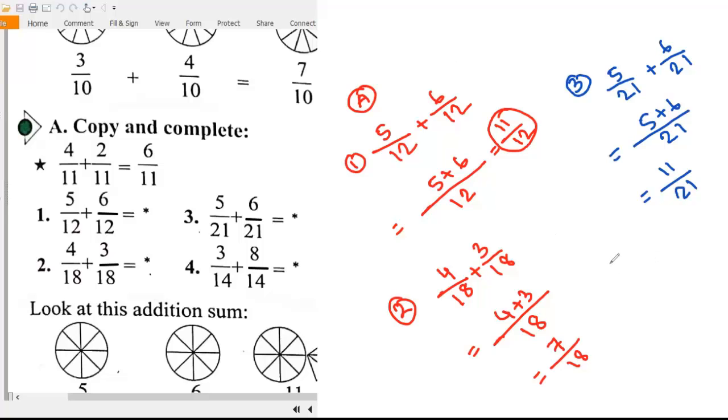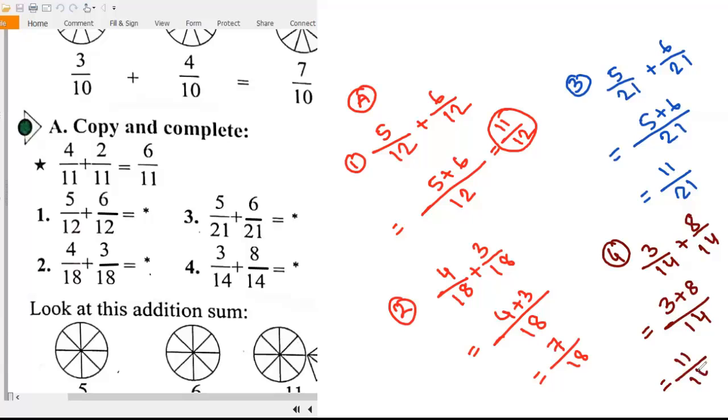Now number 4. How can you solve number 4? Look. 3 by 14 plus 8 by 14. We can solve it in a very easy way. Look, both denominators are same. That means these two fractions are like fractions. Then what will we do? We will just add the numerators, 3 plus 8. What is 3 plus 8? That will be 11. So 11 by 14 will be the final answer of number 4. So that is the full solution of number A.